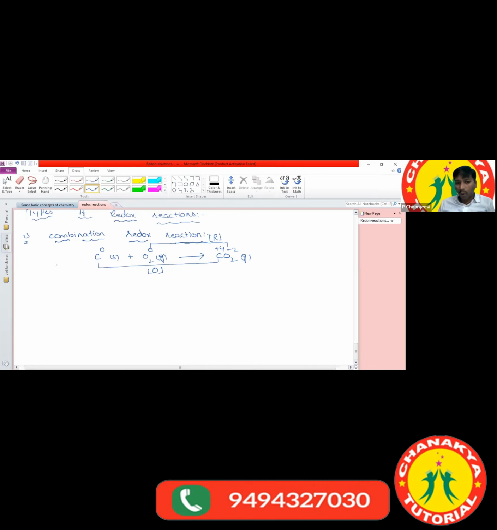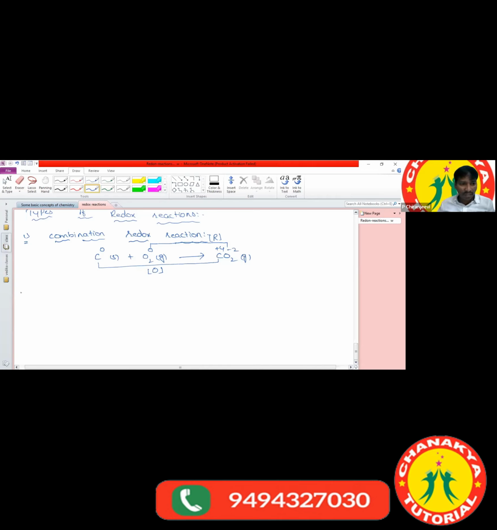Now, is the given whole reaction a combination redox reaction or not? Both reactants combine and form a product. After formation of the product, we have to check whether the whole reaction undergoes a redox reaction or not. That kind of reaction we can call a combination redox reaction. You got it?